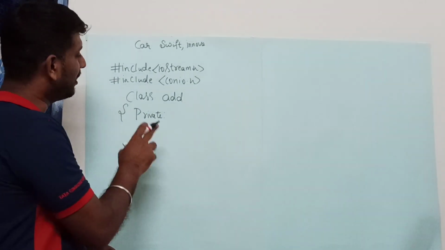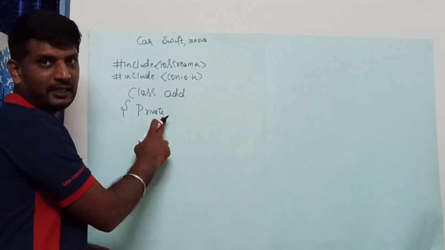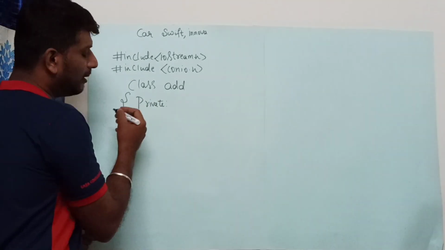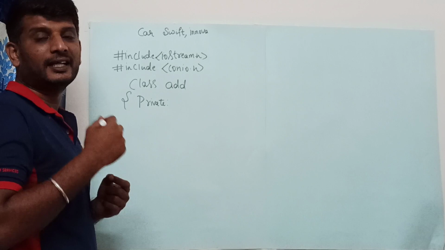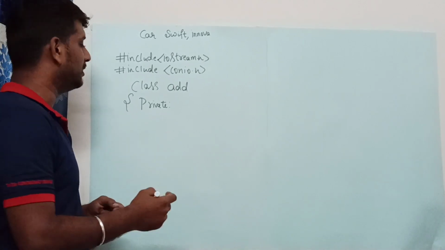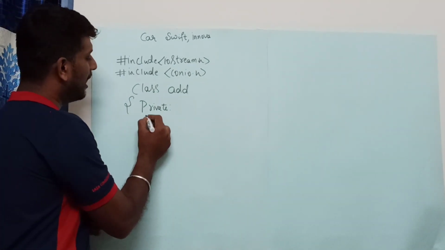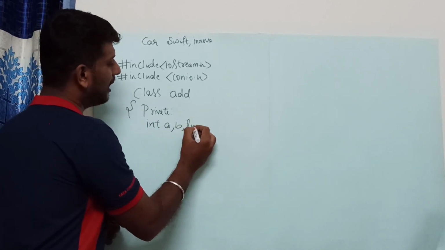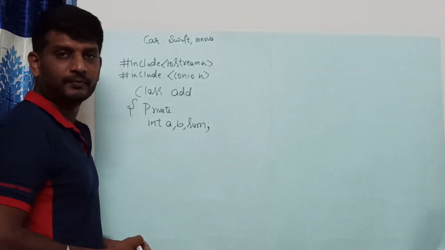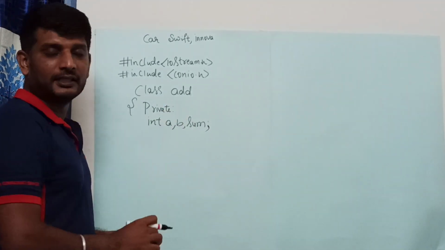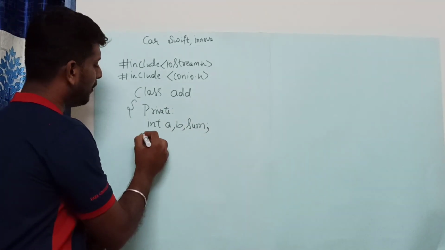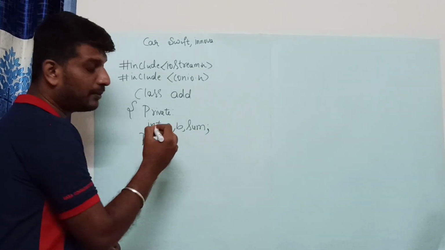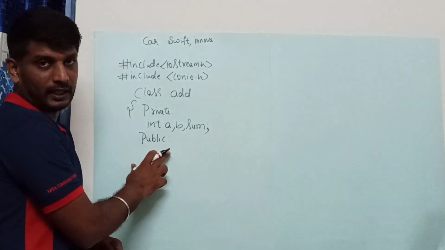Many of the students have just written private. After private you need to make use of the colon. In the private section you have to declare the variables which you are using. For adding two numbers I require three variables. I will declare a, b and then sum. Now the private part is over. Next, coming to the public section. Once you write public you need to make use of the colon.